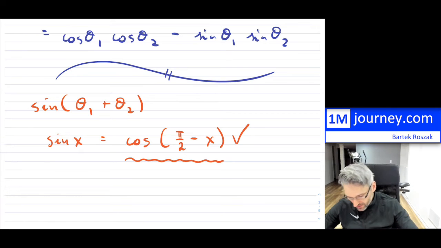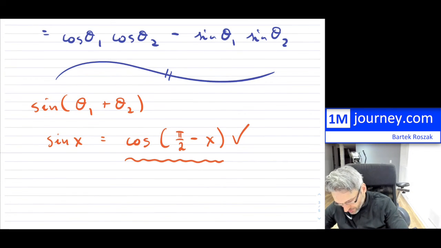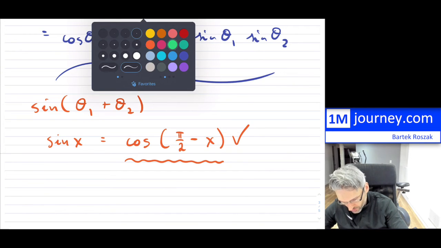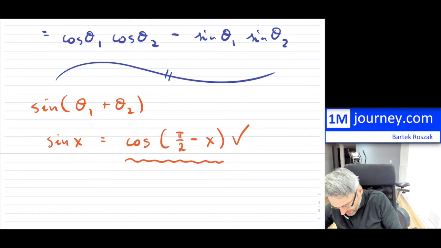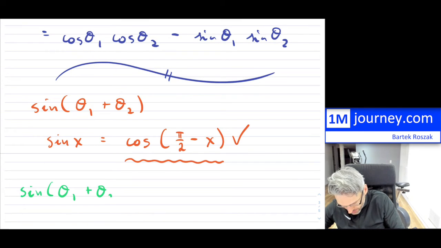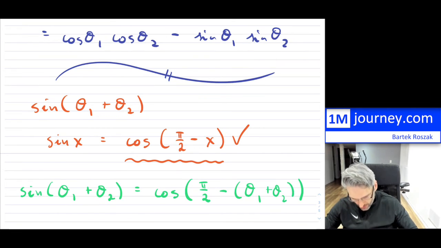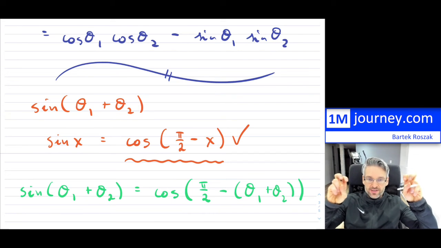So sine of the angle, let me remove this. Actually, I won't remove it. I'll leave it there so you can see what I'm doing. I'm going to say sine of theta 1 plus theta 2 is equal to cos of 90 degrees minus that angle, theta 1 plus theta 2. So that's my angle. That's my x.